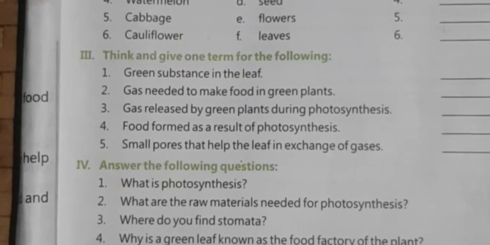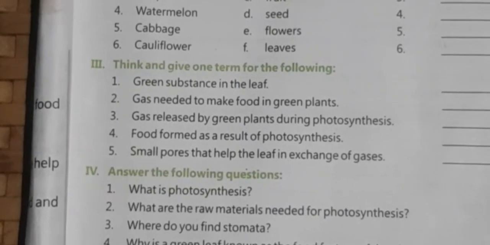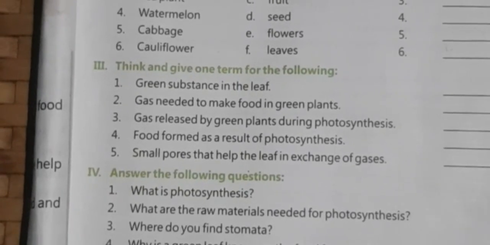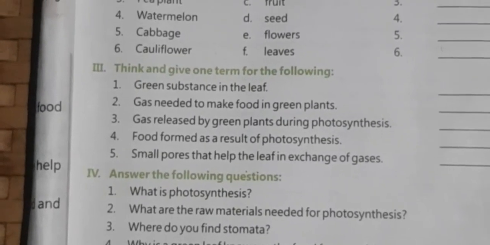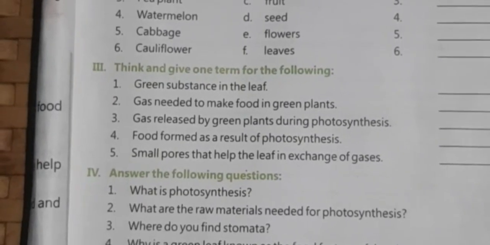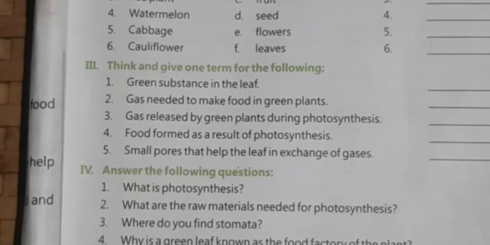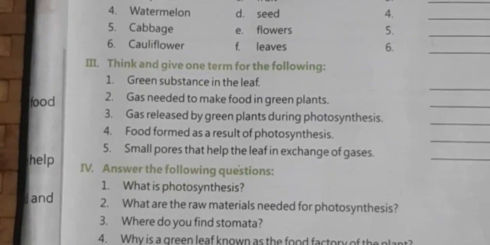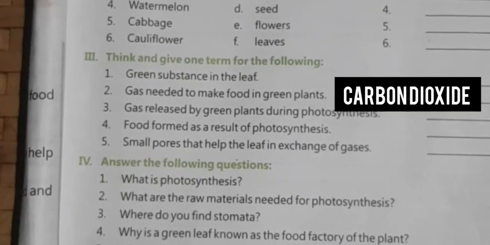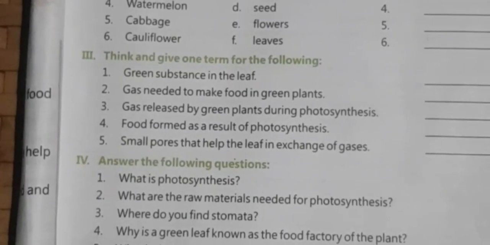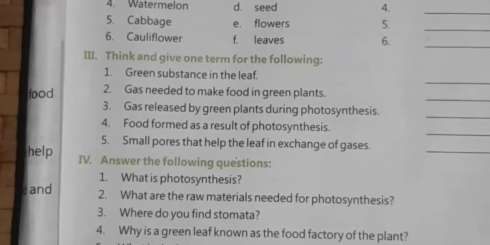Shall we do the third part? That is, think and give one term for the following. First question, green substance in the leaf. What is the green substance present in leaf? Yes, chlorophyll. Second question, gas needed to make food in green plants. Which is the gas that is needed to make food in green plants? Yes, carbon dioxide. Third one, gas released by green plants during photosynthesis. It is oxygen.